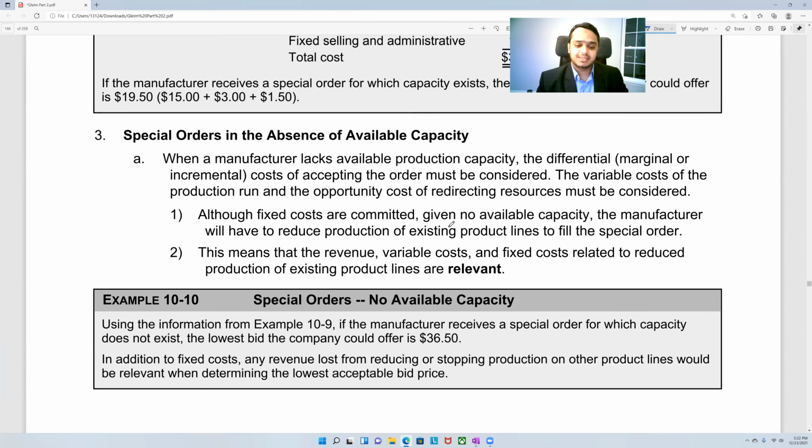Now, if you are not having excess capacity, this is something really important. Although fixed costs are committed, given no available capacity, the manufacturer will have to reduce production of existing product lines to fill the special order. This means that the revenue, variable cost, and fixed costs related to the reduction of production of existing product lines are relevant. So, is this more profitable than your existing work? If you're taking a new project, is it more profitable than the existing project? If the answer is yes, then you can take it up. Now that is related to the quantitative and financial perspective.